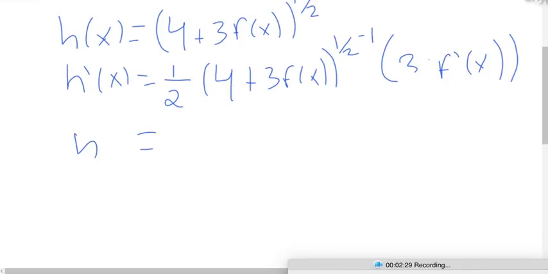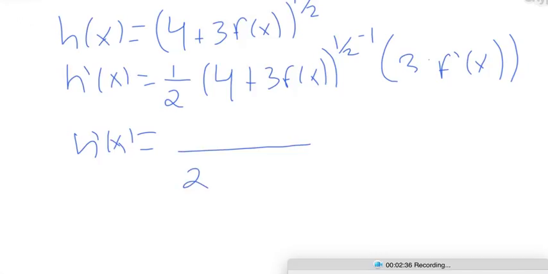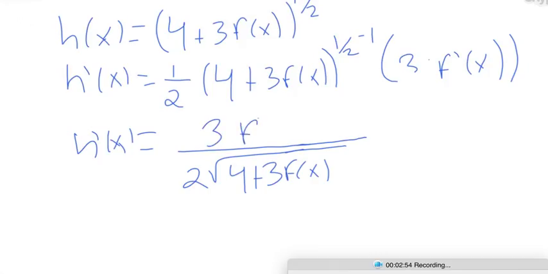So now we're just going to simplify this equation and write it a bit more neatly. So we know that it's going to be equal to 2 times the square root of 4 plus 3 times f of x, since 1 on 2 minus 1 is going to equal minus 1/2, and we're going to put 3 times f prime of x on the numerator.